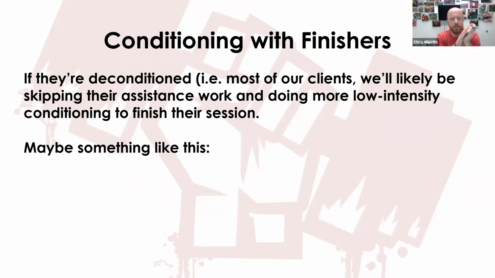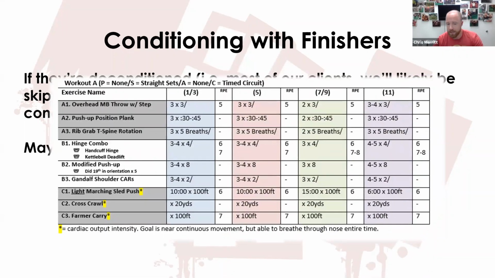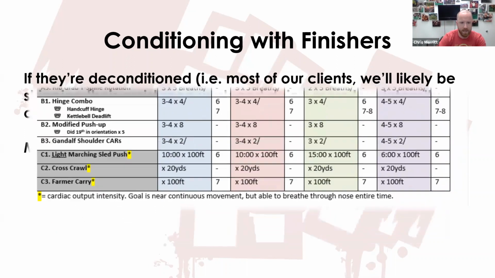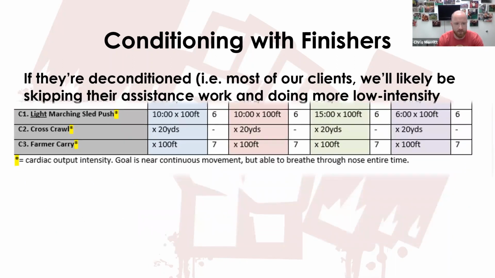And then if they're deconditioned, and this would be like most of our clients in the facility, I feel like what I'm about to show you is probably the most common thing that we program. Like I just said, this is an example. The circuit that you see here at the very end, I think it'll zoom in, yeah. 10 minutes, 3 exercises: light marching sled push, cross crawl, farmer carry. 100 feet on the sled push, 20 yards on the cross crawl, 100 feet on the farmer carry. Just circuit through that as many times as you can in 10 minutes, with the caveat being that you're able to breathe through your nose the entire time. So that's how we're controlling the intensity.